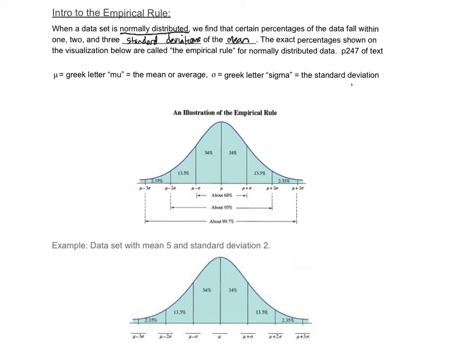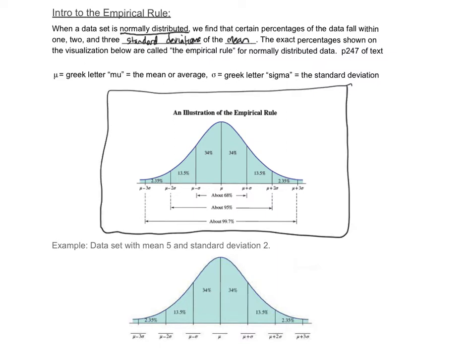The exact percentages that are shown on this visualization below are the empirical rule. So this right here will be available to you as you are working on various problems that involve normal distribution. A little bit of notation here. This symbol is the Greek letter mu, and it represents the mean. And this symbol here is pronounced sigma, and it represents the standard deviation for our data set.